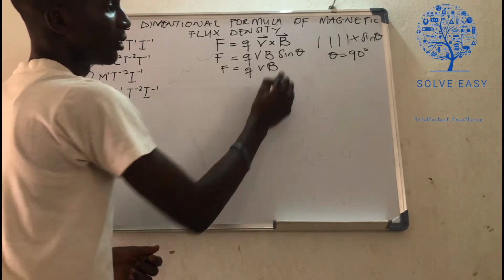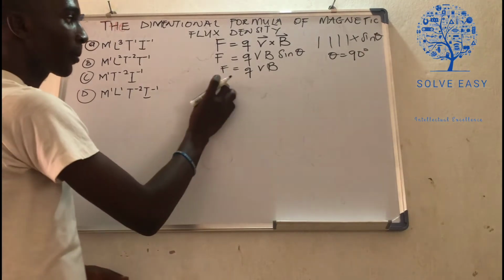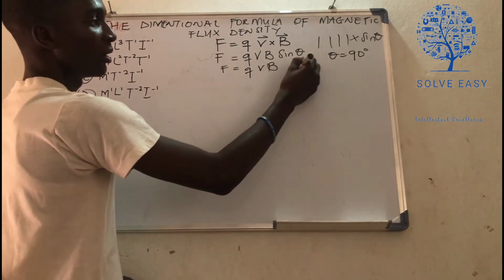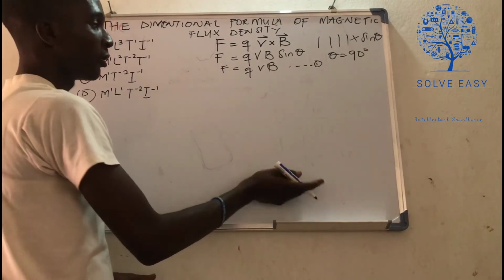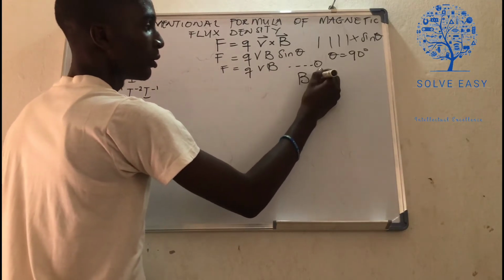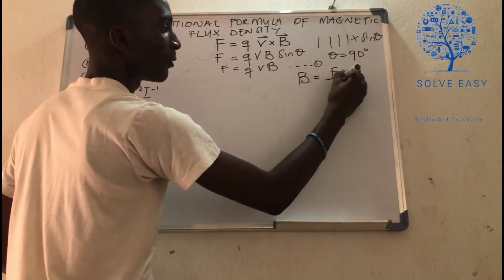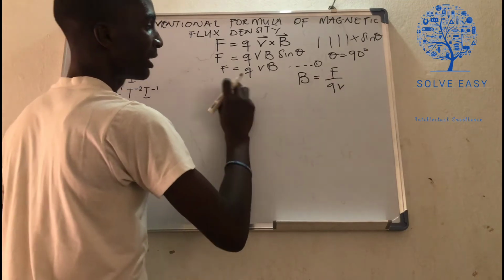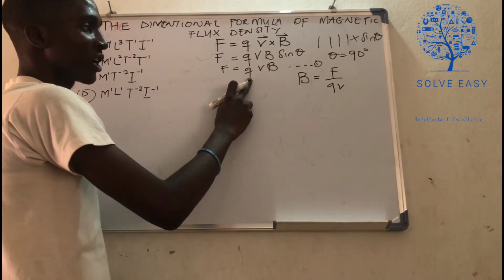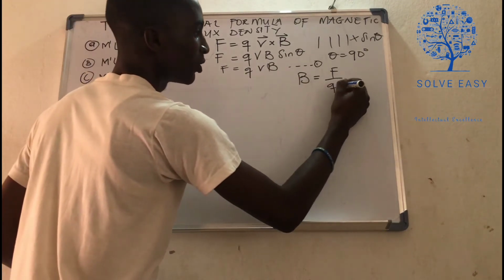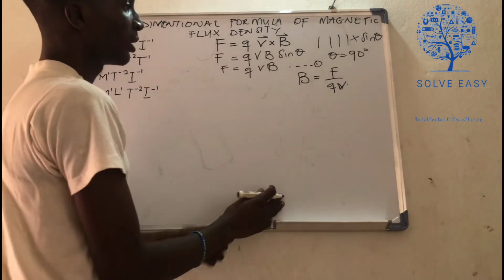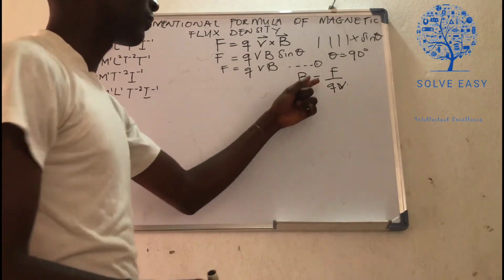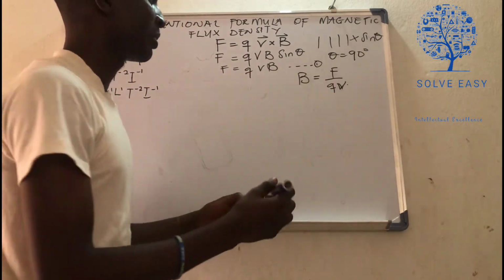Now our aim here is to make B subject of formula. Therefore B is equal to F over QV. We divided both sides by our charge and our velocity, QV. Now to get the dimensional formula for this, we need to get the dimensional formula for each of the quantities here. Firstly, let's start with force.